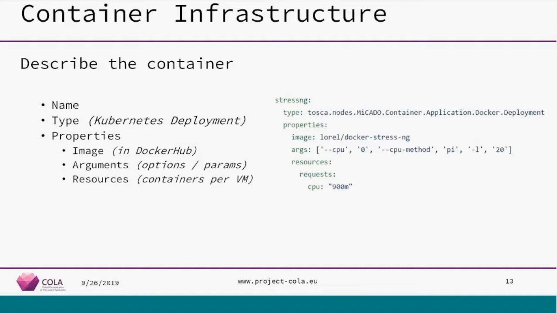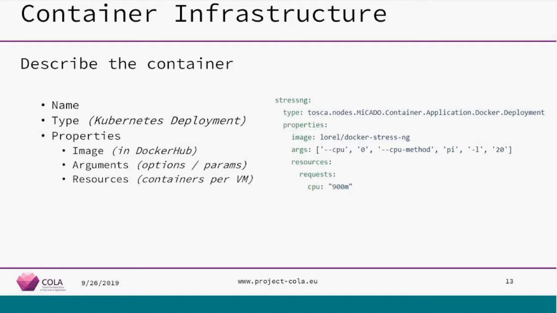Here's what an ADT looks like on the right side of the screen. Hopefully not too daunting. We give it a name. We provide it with a type. And this specific type, which you can see here, beginning tosca.nodes, describes a Kubernetes deployment, which is a very, very simple workload in Kubernetes. It's kind of the most basic scalable workload in Kubernetes, let's say.